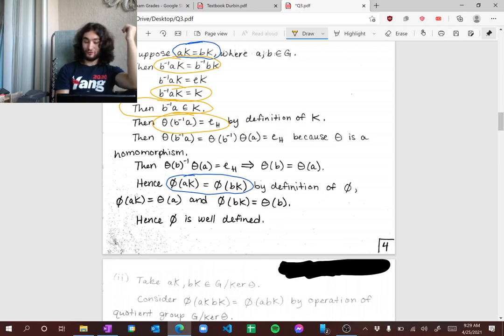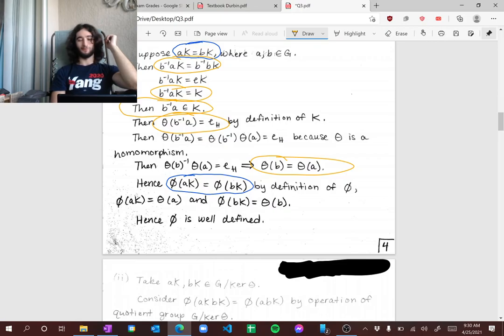And that means, if you expand that out a little more, that theta of B equals theta of A. And that's exactly what we were hoping for. So it turns out that when you have this thing that takes in these cosets, it doesn't matter which of the elements in that coset you use to name it. No matter which name you use, it'll always work out the same. So it turns out that this function phi is indeed well defined.